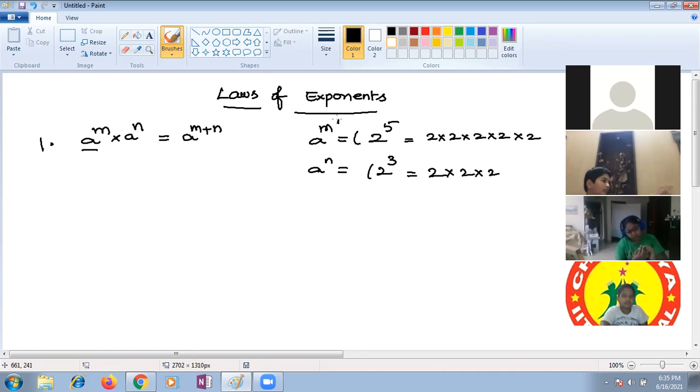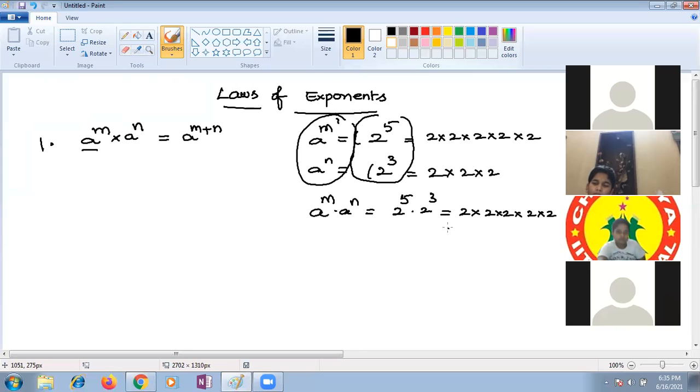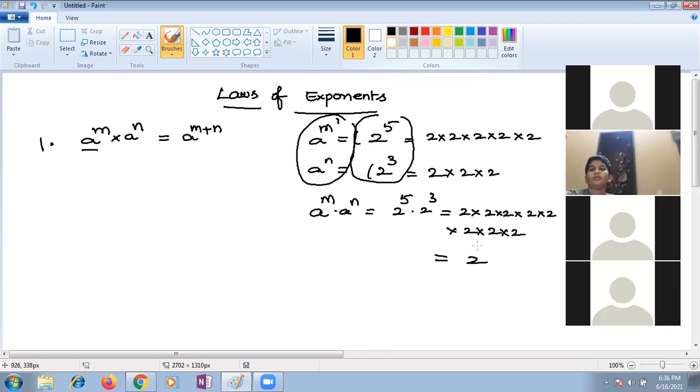So these two parts I want to multiply. That means a power m multiplied with a power n. I'm taking one example to explain. I need to multiply these exponents: 2 power 5 multiplied with 2 cube. So 2 five times, then same way you multiply it with 2 three times. That means in total how many 2s are you getting, ma'am? Total 2 power 8.